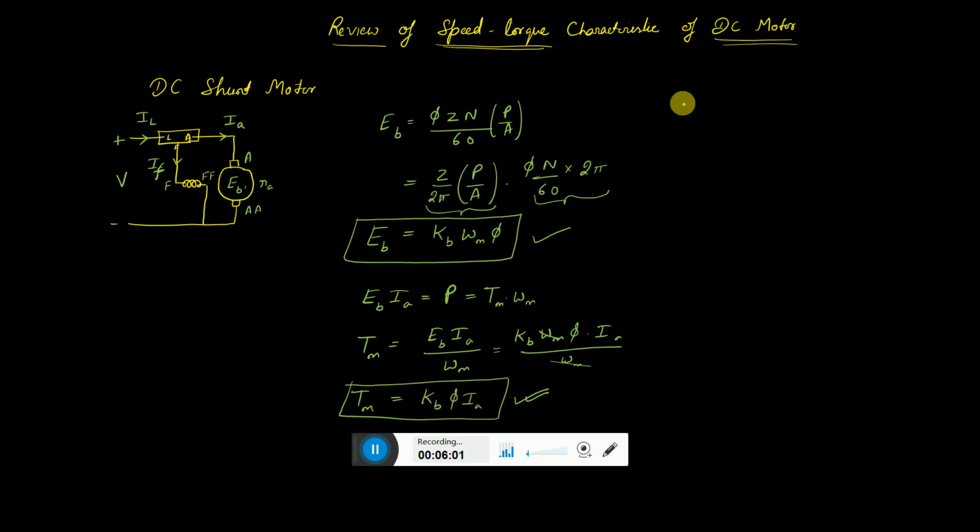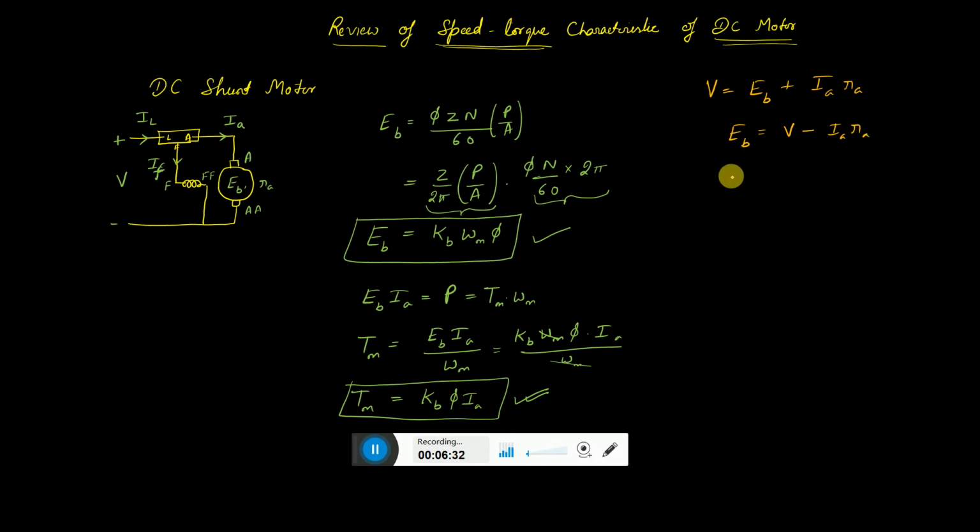What else can we get from this circuit diagram? Another thing we get is that we can write V is equal to EB plus IA RA. From this we can rewrite this as EB is equal to V minus IA RA.